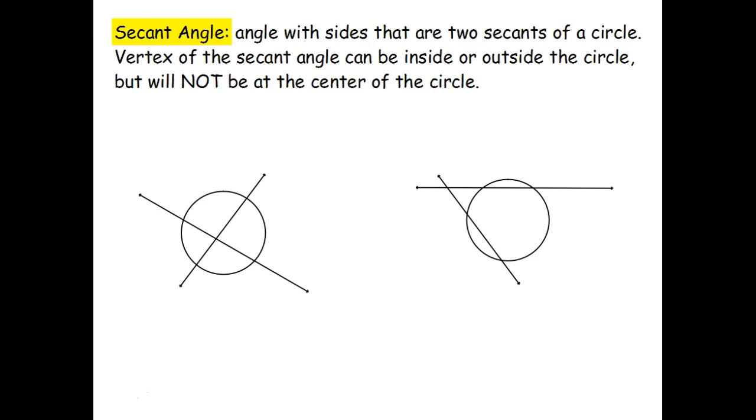All right, this is the angle that we were talking about. We're gonna add this in with our central angles and with our inscribed angles. So a secant angle has two sides that are both secants. And the vertex of the secant can be either inside the circle or outside the circle, but not usually at the center of the circle.